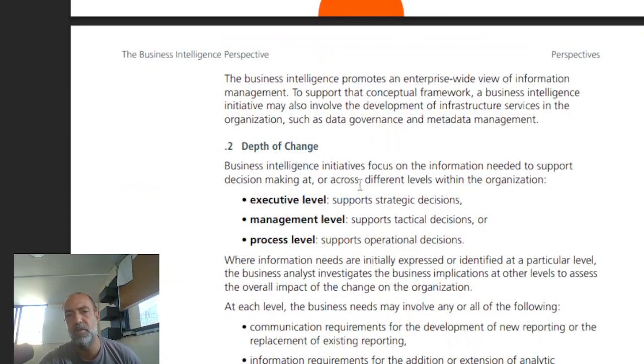So business intelligence promotes an enterprise-wide view of information management to support the conceptual framework. Business intelligence initiatives may also involve the development of infrastructure services in the organization, such as data governance and metadata management. So you get it.